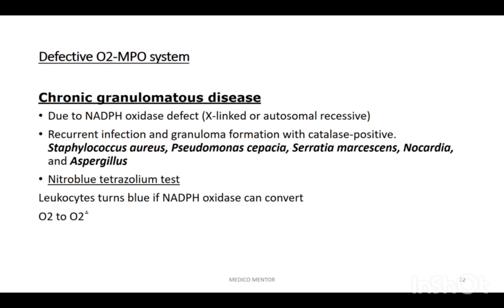Next is the defective oxygen dependent system disorder, under which we have chronic granulomatous disease, where we can see granuloma formation. Now, this is due to NADPH oxidase defect and is either X-linked or autosomal recessive. The patient with this kind of disorder has recurrent infections with Staph aureus, Pseudomonas, Serratia, Nocardia, and Aspergillus. If the nitroblue tetrazolium test is done, the test will be negative because NADPH oxidase is required to convert oxygen to superoxide.